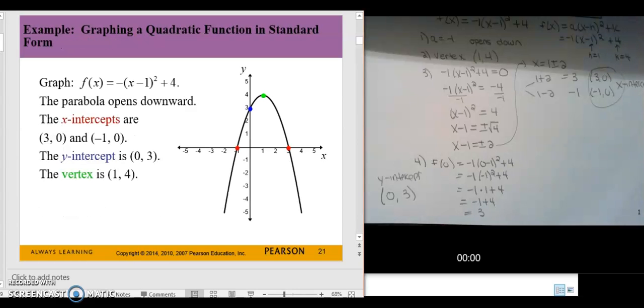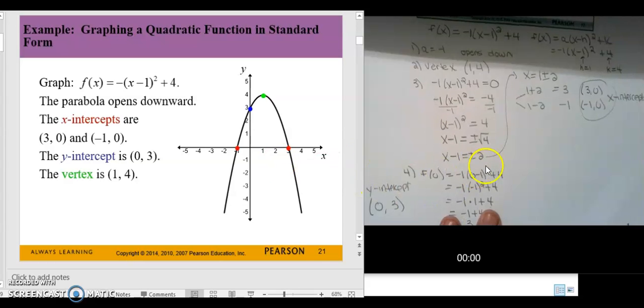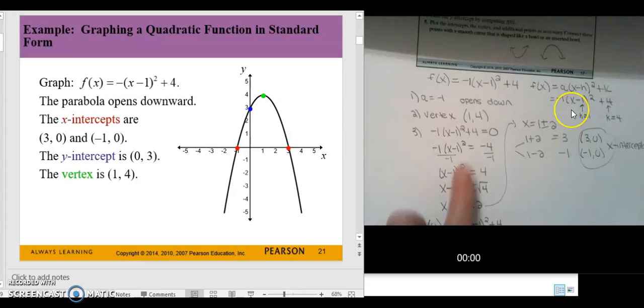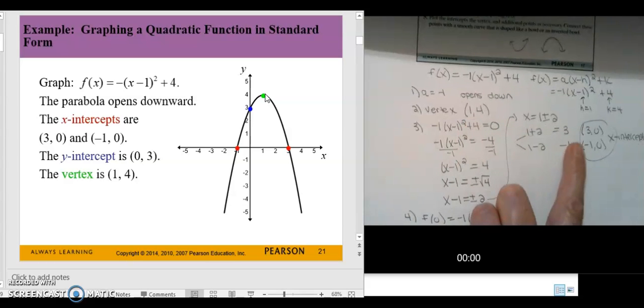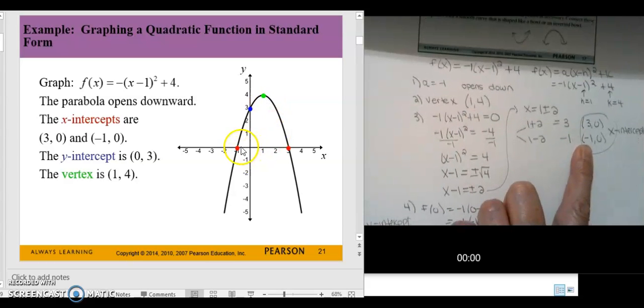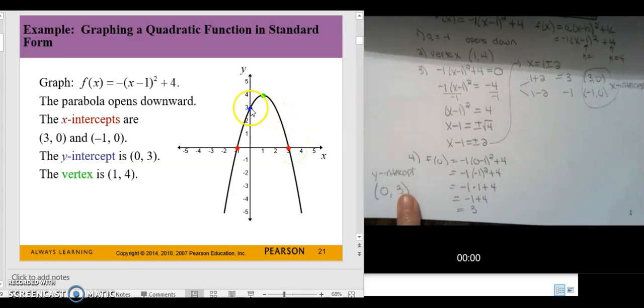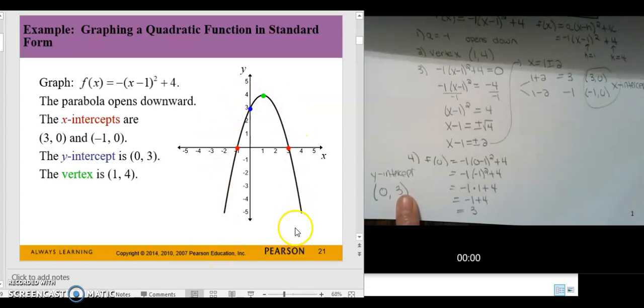Now we want to go and graph it. Okay, so let me go ahead and show you the graph here. The first thing we look at is the vertex. The vertex is (1, 4), so that's right here. And then we looked at the x-intercepts. The x-intercepts were 3 and -1. So here's -1, here's 3. And then the y-intercept was 3, and that's this point right here. So now we have enough to graph the function.